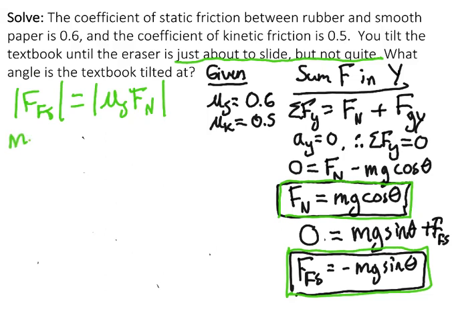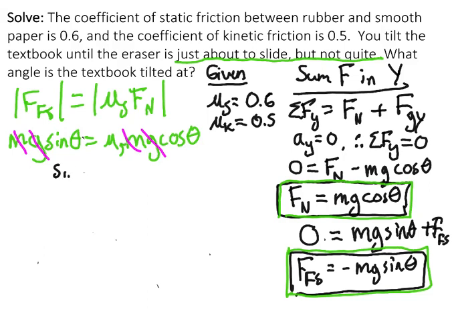So I get mg sine theta on this side. This side I get mu s, and then times the normal force, which is mg cos theta. And here's where you can notice that a bunch of stuff cancels, right? I can divide both sides by mass, mass cancels. Divide both sides by g, g cancels. And my equation simplifies down to just sine theta equals mu s times cos theta.